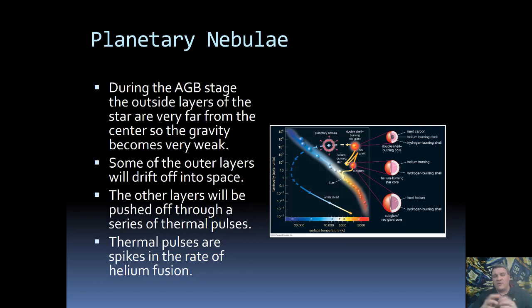Then the other layers surrounding the core will get ejected from the star through a series of what are known as thermal pulses. A thermal pulse is a sudden spike in the fusion rate of the helium shell that's surrounding the non-fusing helium core.